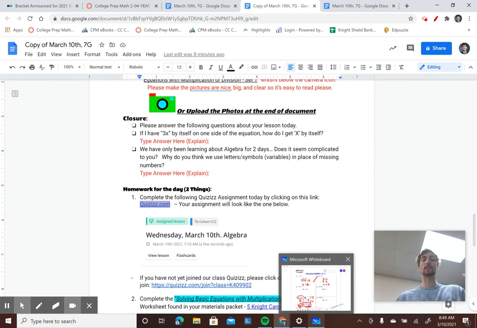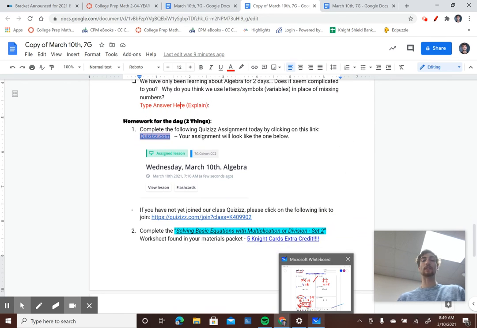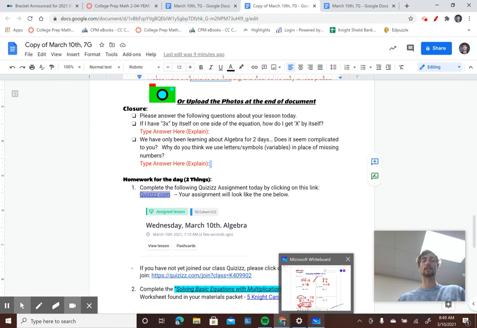And then we have closure here. There's just a few questions. Please answer the following questions about your lesson today. If I have 3x by itself on one side of the equation, how do I get x by itself? And then we talk about why do we use letters and symbols. And you're going to type your answers here and here.